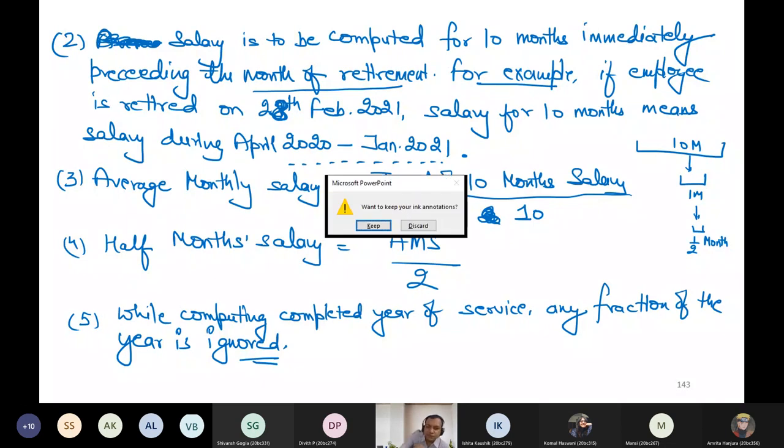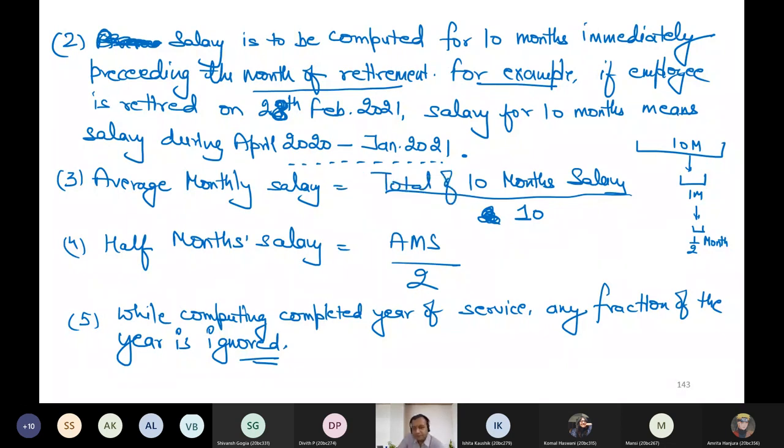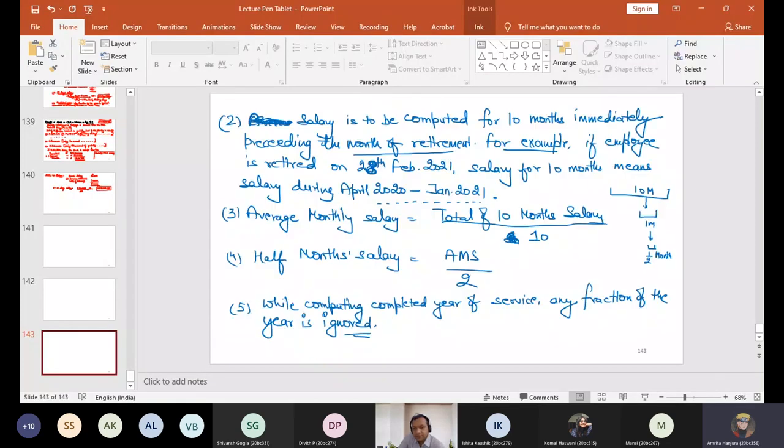Please raise your hand if this theory is clear. So please repeat the last point. While computing completed year of service, ignore every fraction. Like if my service is 27 years, 11 months in any company, I will take my completed year as 27 only. That's it. Point clear? Yes, sir. Okay, now if you have understood this theory, please raise your hands.